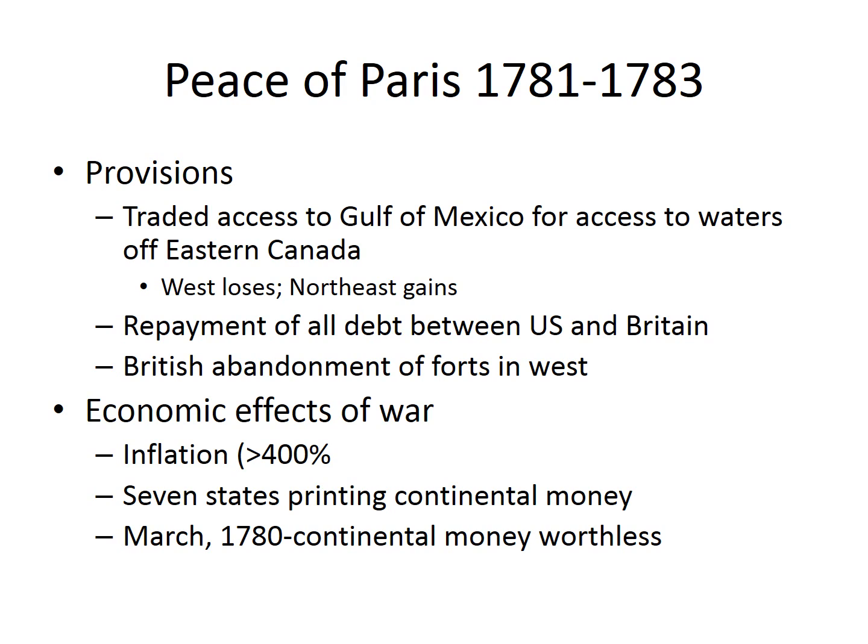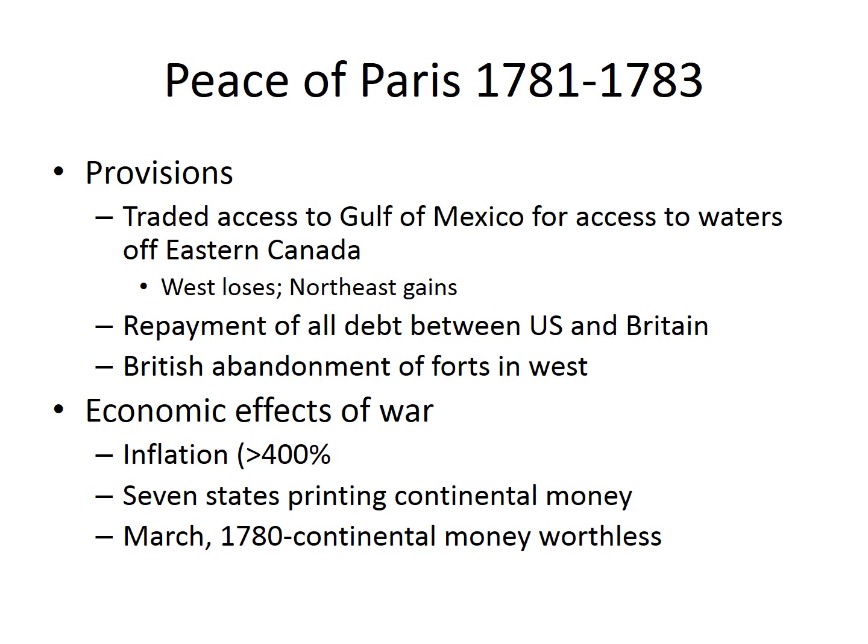And so what we're going to start to see, and continue to see all the way up till the war between the states, is regional divisions and ideological divisions. And this will come out immediately in the Peace of Paris. If we look at the first point here, in the peace treaty, the United States will trade off access to the Gulf of Mexico, which is to say the port of New Orleans, to the British in exchange for access to the territorial waters off of eastern Canada, which is still under British control.